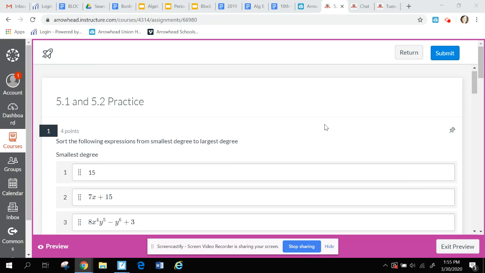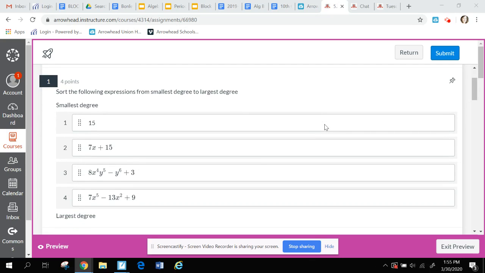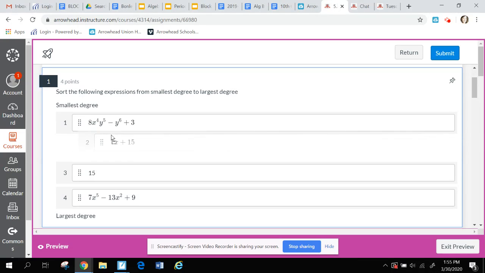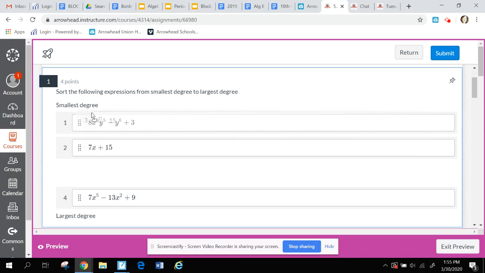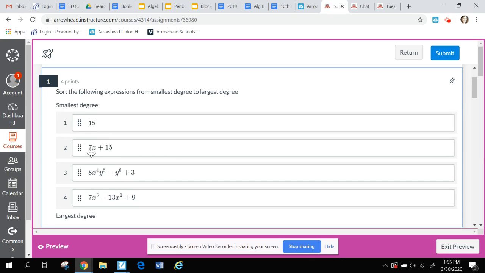Our first question is to sort the following expressions from smallest degree to largest degree. As I take a look at these, the smallest degree is 0. Anytime you have a constant, that is a degree of 0. So that one's in the correct spot. That would be your smallest degree. Then I'm going to look at my next one to see if I need to move this around. So 15 should be at the top.